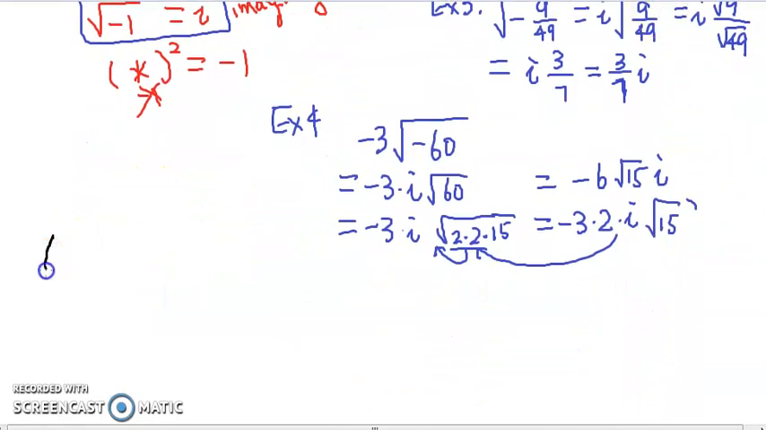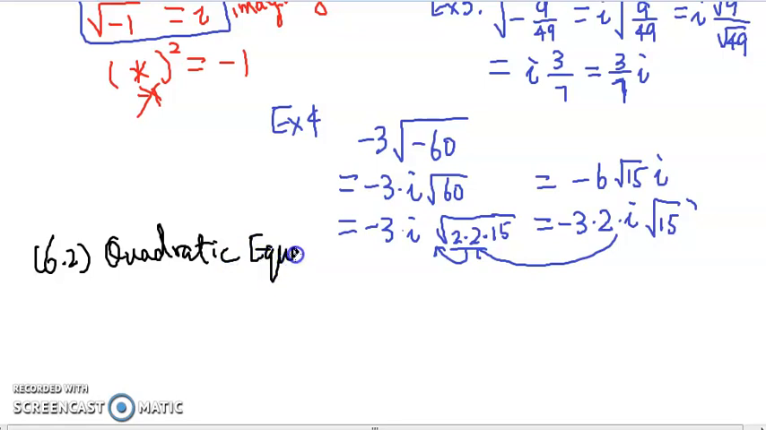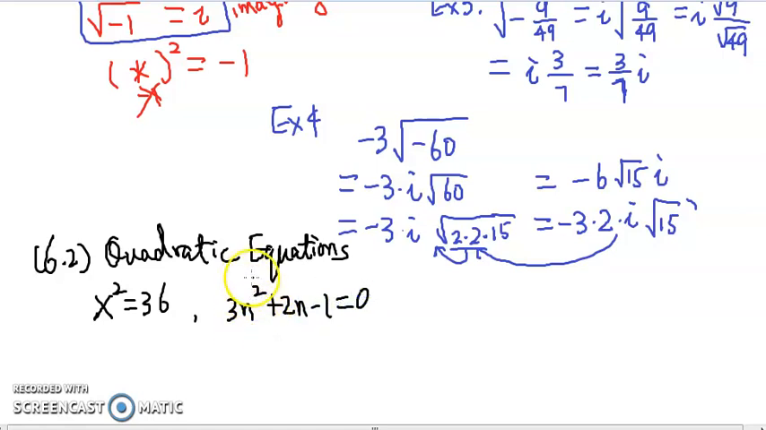In section 6.2, we're going to talk about quadratic equations. A quadratic equation is an equation that looks like this. You have a square in that equation. For example, x squared equals, say, 36. That's called a quadratic equation because it has a square. And you may have, say, 3m squared plus 2m minus 1 equals 0. That's also a quadratic equation because the highest exponent is 2.